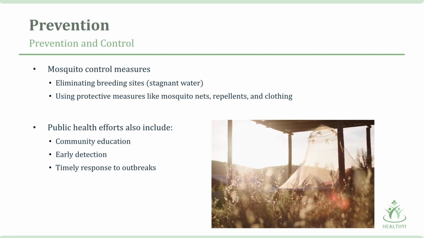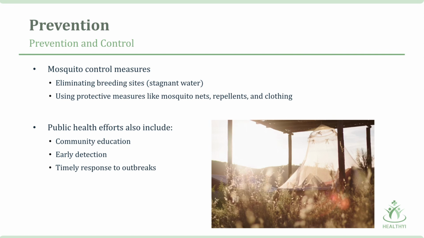Mosquito control plays a vital role in preventing the spread of dengue fever. This includes eliminating breeding sites, especially stagnant water, where mosquitoes thrive. By eliminating stagnant water sources in our environment, we can significantly reduce mosquito populations. In addition to environmental measures, using protective measures can help prevent mosquito bites. These measures include using mosquito nets when sleeping, applying mosquito repellent, and wearing protective clothing that covers the skin.